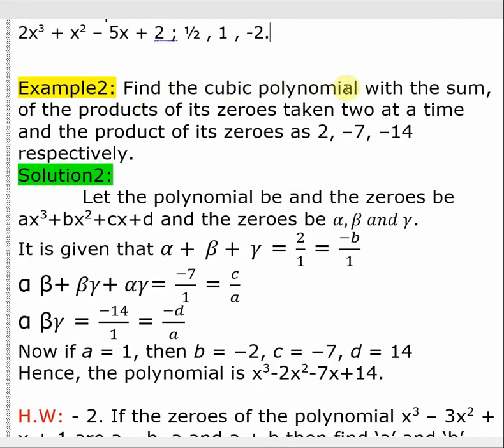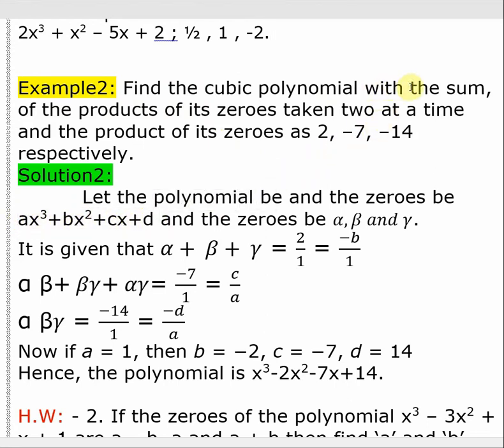Next is: find the cubic polynomial with the sum of products of its zeros taken 2 at a time, and the product of its zeros as 2, minus 7, minus 4. What it is telling is to find a cubic polynomial. That means the polynomial is not given, we have to assume it like this.